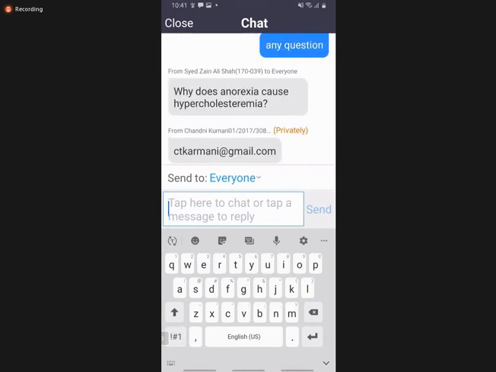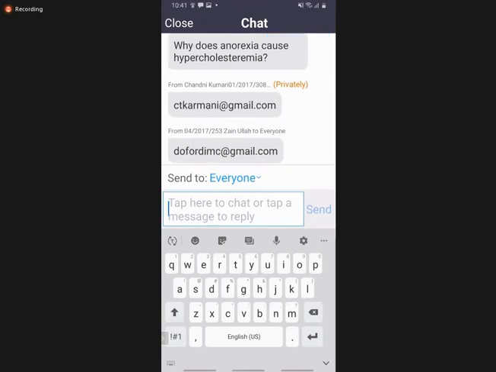Anorexia causes hypercholesterolemia because when the patient is anorexic, they are in the starvation mode, in the malnutrition mode. When there is a malnutrition, there is a cachexia, there is a protein loss. When the protein, इसमें आपके पास metabolic symptoms आ जाते हैं ना, तो उसकी वजह से क्या होता है कि जब protein loss होता है body से, तो आपका cholesterol level increase हो जाता है.